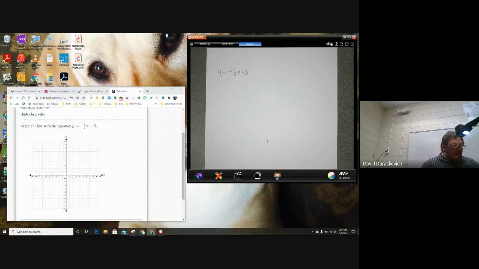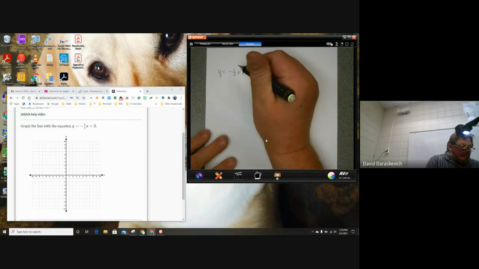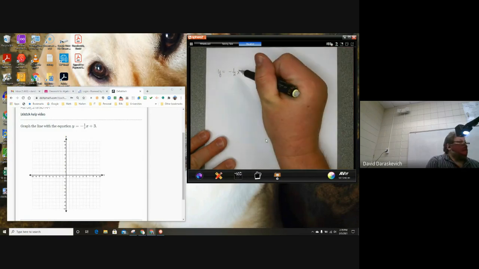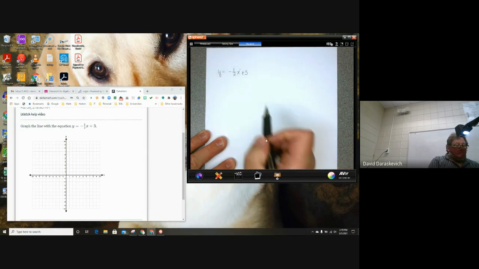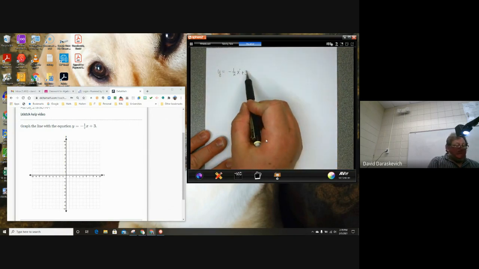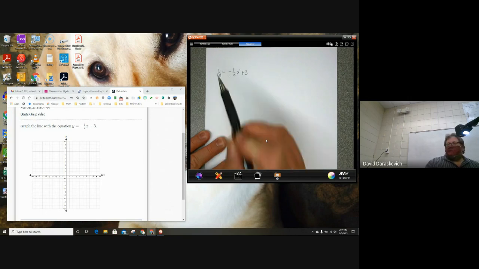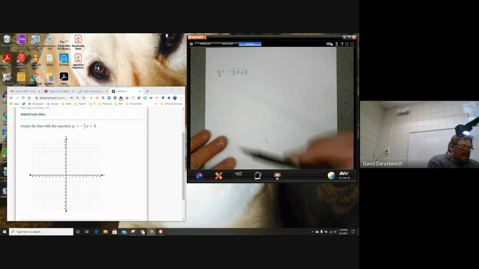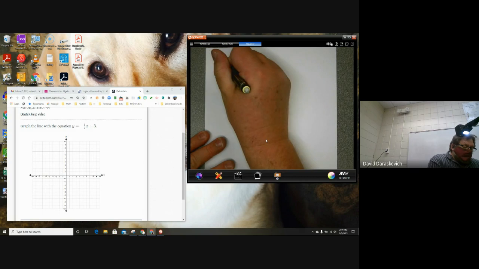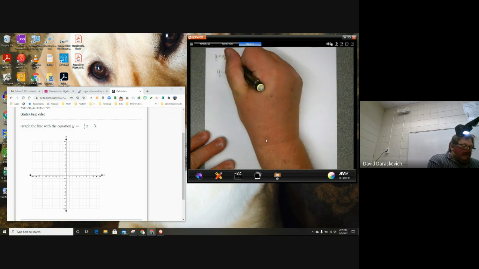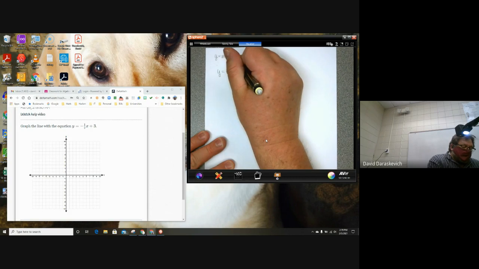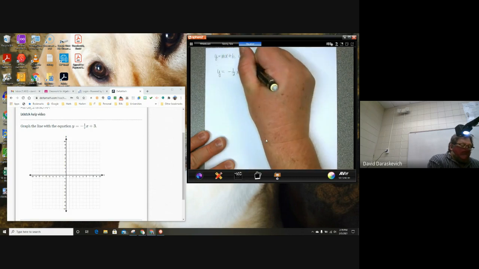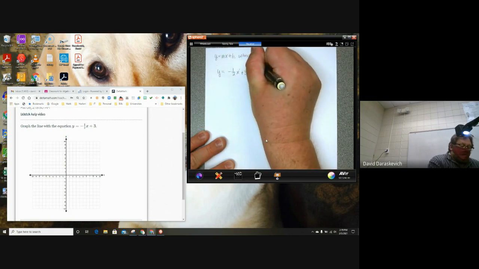We all remember what form this is in, right? First of all, we know it's a linear equation because it's x to the first power. X to the first, so we know it's a line, and it's an equation, so it's a linear equation. This, if you remember, is in the form y equals mx plus b, where m is what?